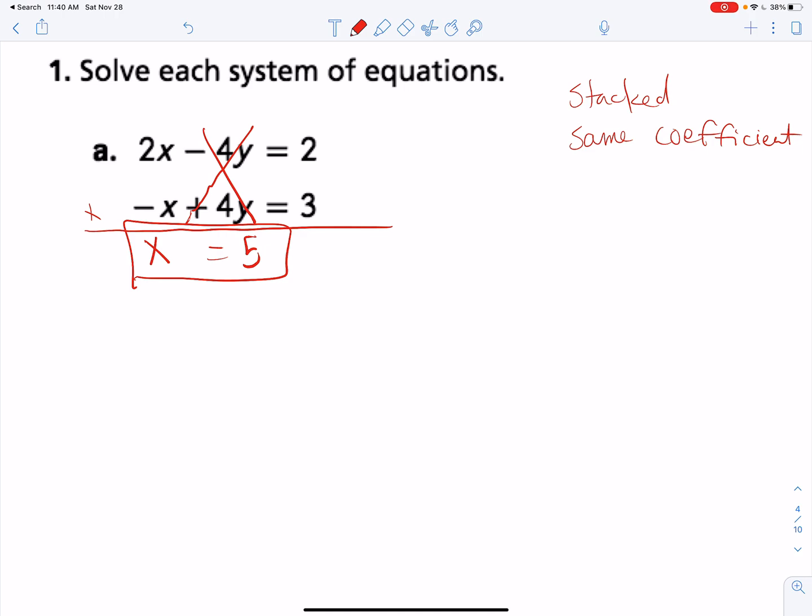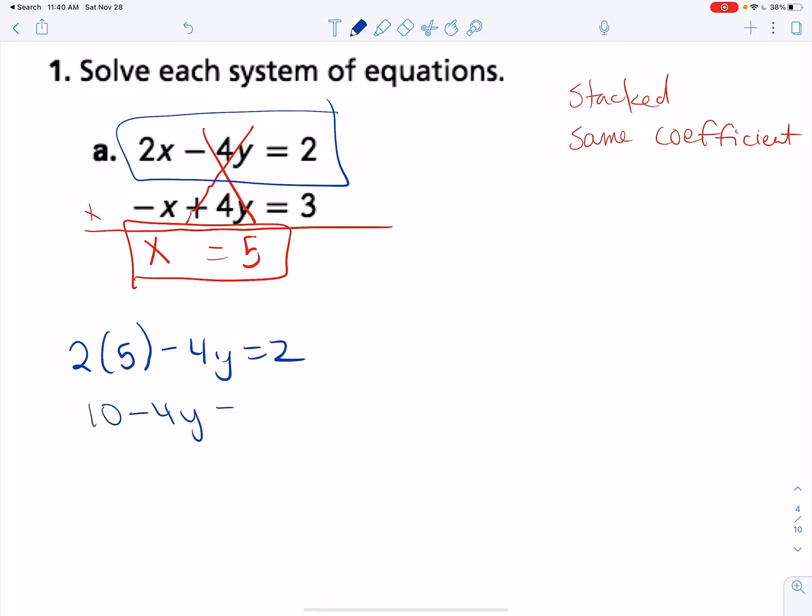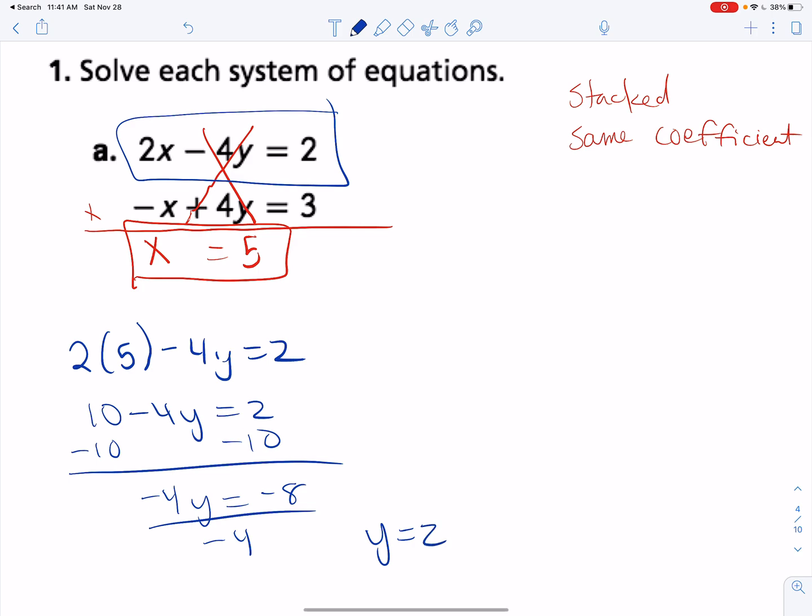Now to find y, plug into an original equation. It doesn't matter which. I'm going to go ahead and pick the upper one. So I'm going to say 2 times 5 minus 4y is a 2. So 10 minus 4y is 2, minus 10. Negative 4y is negative 8. Divide by negative 4, y is 2. So my coordinate pair, my solution would be 5, 2. That would be the solution to my system of equations.